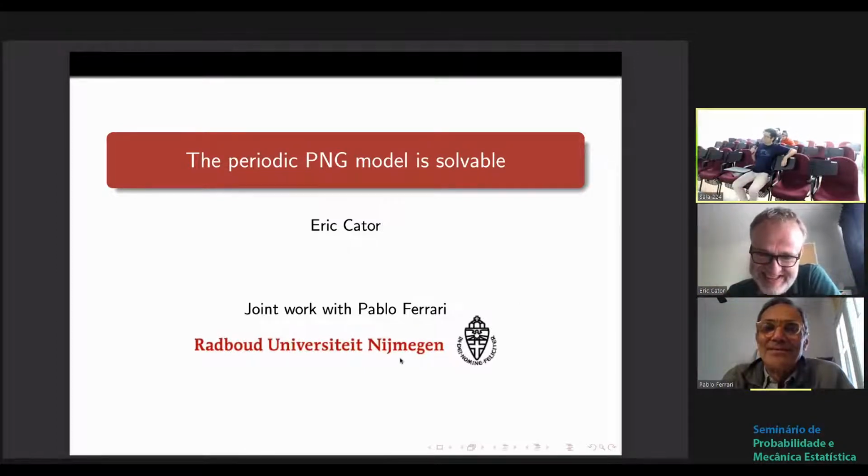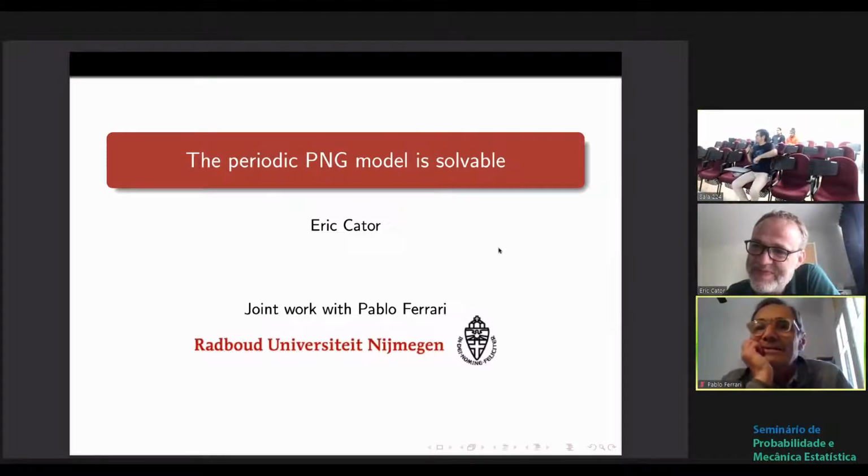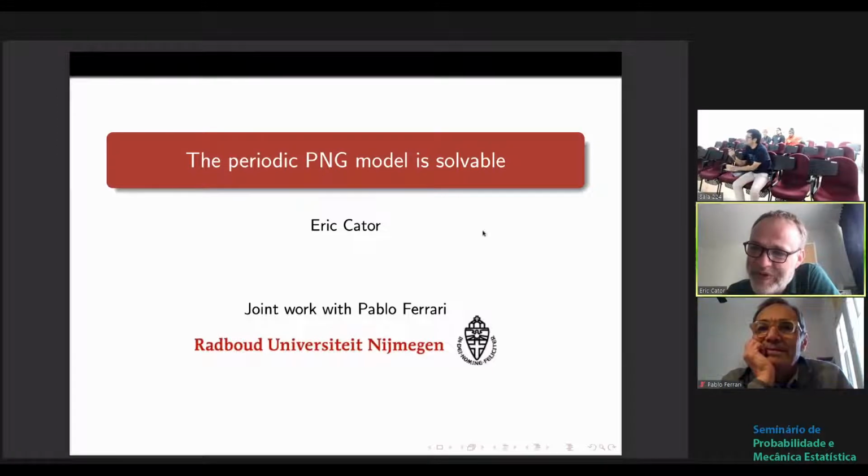Nijmegen. Very good. She's going to talk about the periodic PNG model is solvable. Thank you, Milton. And of course, also thanks Pablo for inviting me, although he was a little bit self-serving, I think, since it's joint work with him. So it's always good, of course, to give a talk about that.